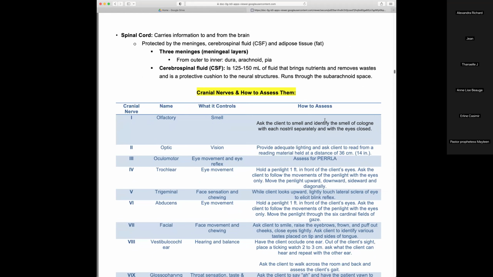Next up is the spinal cord. So give me a moment and I'm just going to open up a picture for you.